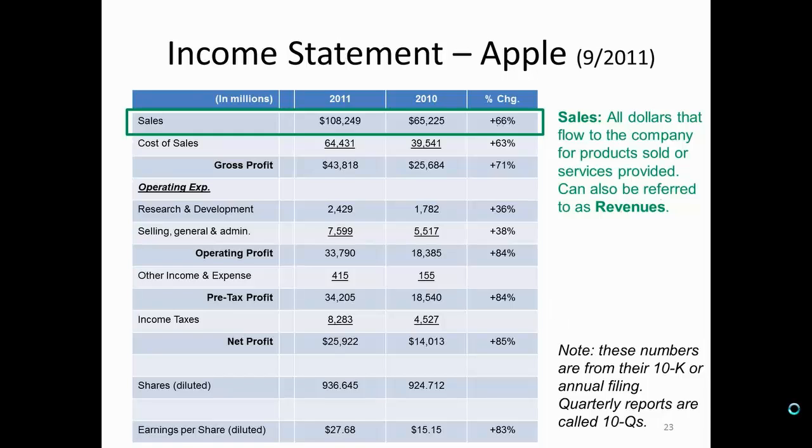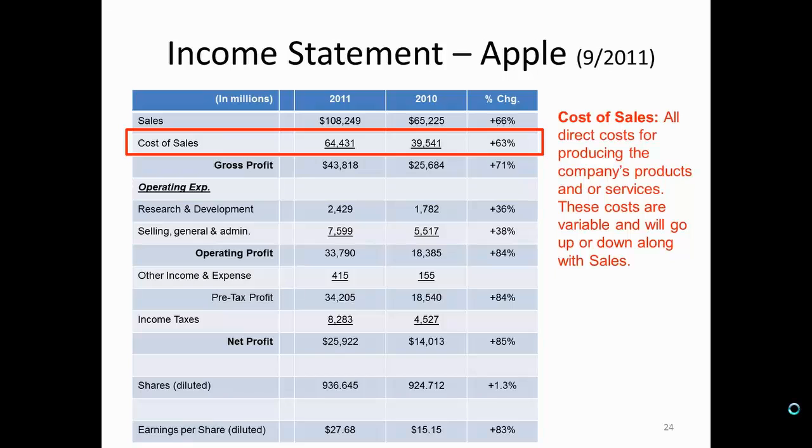All right. Next is cost of sales. These are the costs that are directly applicable to making a product or service. You'd expect that these costs should move pretty much in tandem with the sales. This is not all of the company's expenses. It is just those that can be identified as being directly spent to make the product. We'll see some other expenses here shortly. Notice that the cost of sales went up by less than sales. That's a good thing. We like to see that. We'll talk about that in a second.